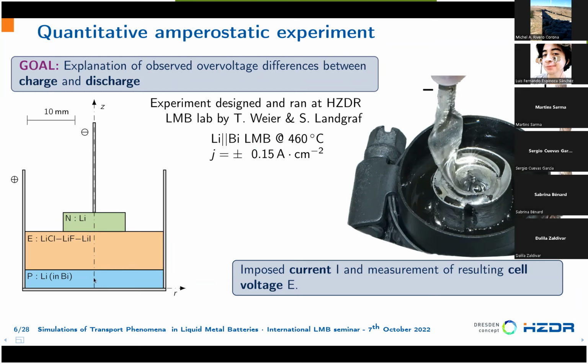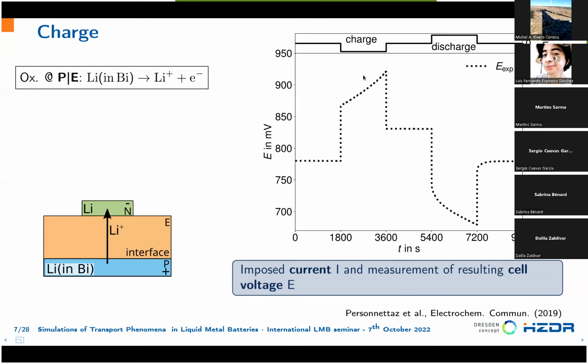Here are schematics of this cell with the 3 layers. The experiment is run under an amperostatic condition. This means the current is imposed and the cell voltage is measured. So we see here, current is at the beginning 0. Then we have a charge phase. Then again, the current is set to 0, a discharge phase, and again a quiet phase with no current. And here the dotted line is the recorded voltage.